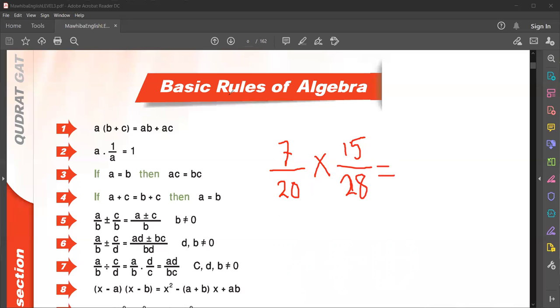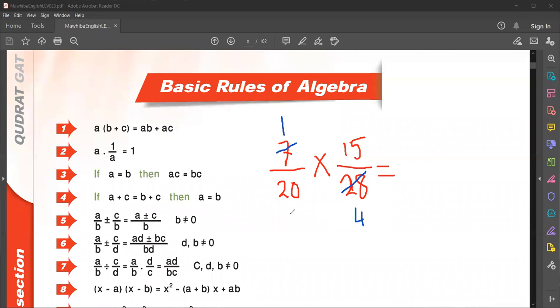Okay. Now I will stop the recording. How do I solve this problem? Because I have here 7 over 20 times 15 over 28, then you see how I simplify the problem. You divide here by 7, 7 divided by 7 equals 1. 28 divided by 7 equals what? Equals 4, right?